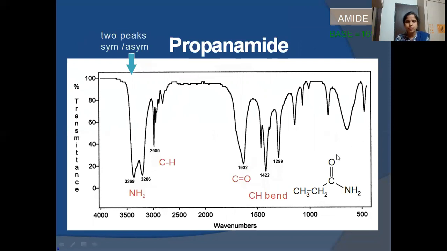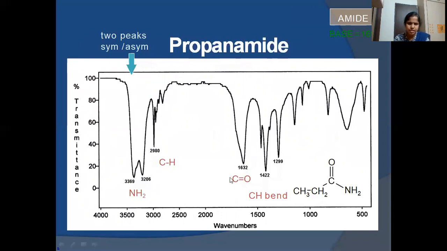So apart from C double bond O at 1632, which is very low compared to all other C double bond O functional groups, NH2 is also there. This we also covered in our last class. For NH stretching vibrations, whenever it is a primary amine NH2 group, we have to observe two bands in the region 3200 and 3300. So these are the two bands, and that gives information that a primary amine, that is an NH2 group, is present in the compound.